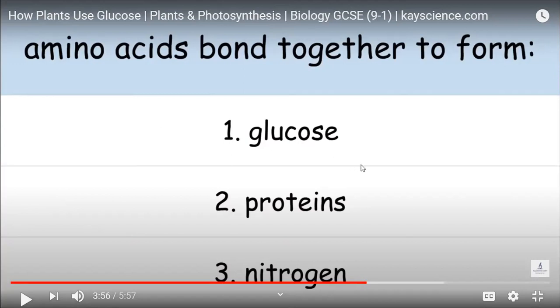They don't make glucose. Good. So they make nitrogen? No. Proteins, yes. Nitrogen is an element. You cannot make the nitrogen. So protein is the right answer. Good job, Faisal. Well done.